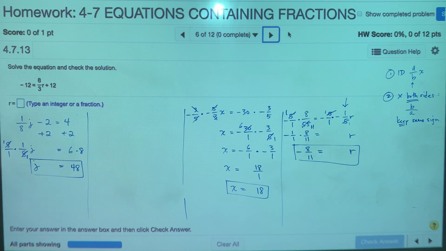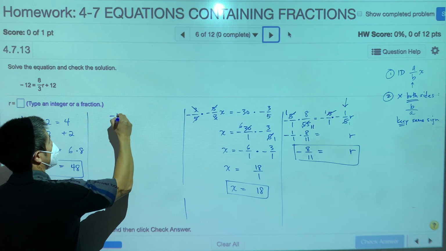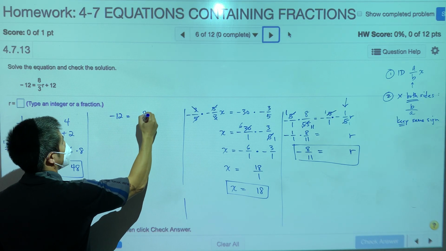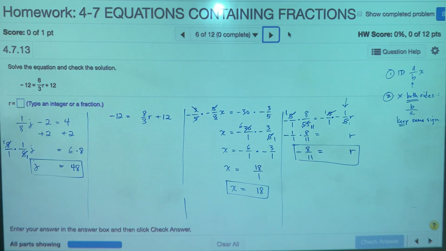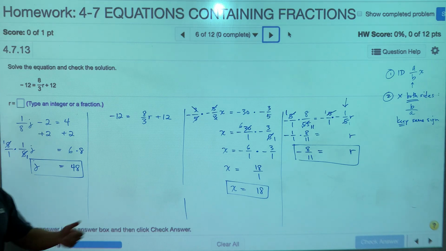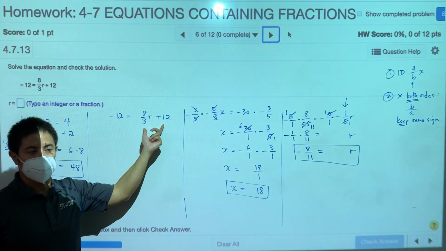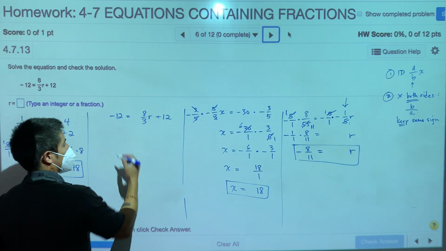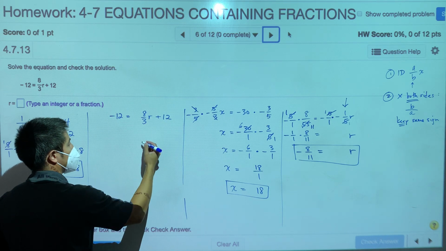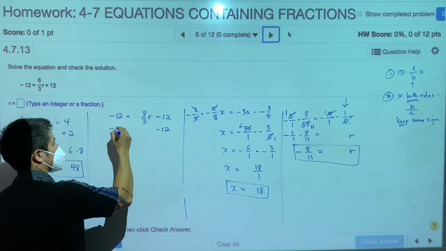All right, let's look at this one. I've got negative 12 equals 8 over 3 r plus 12. Okay, so first thing, just like the previous problem, I don't have all the numbers on one side and all the letters on the other. I have both on the right-hand side of the equal sign. So I need to move probably this 12 here over. How do I do that? Opposite. If it's positive, we subtract it from both sides.